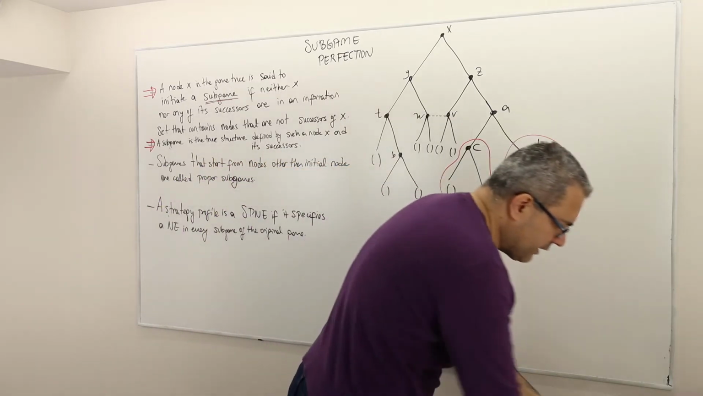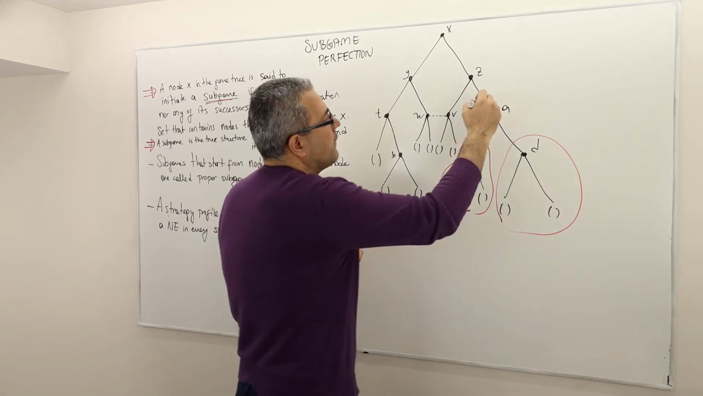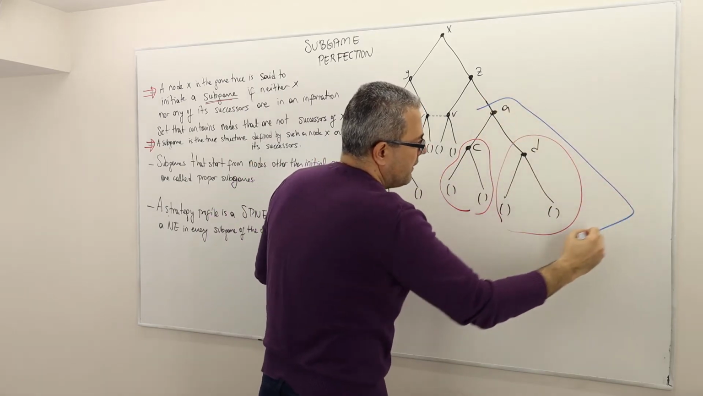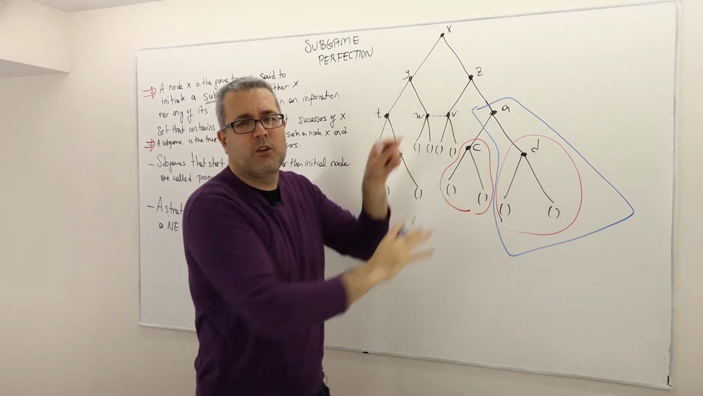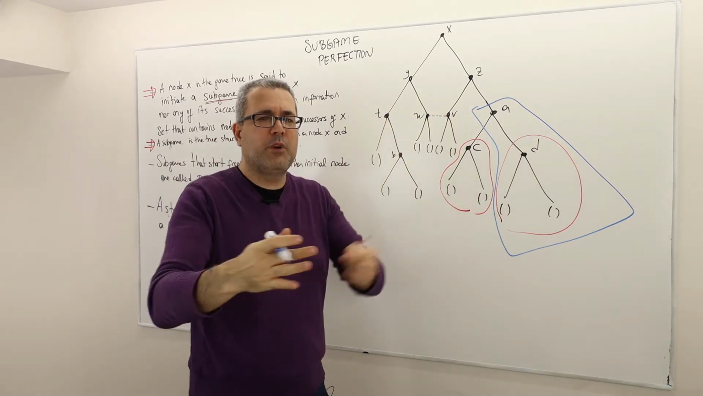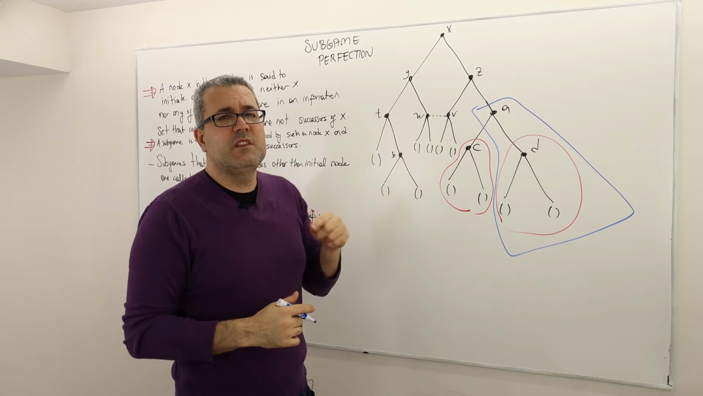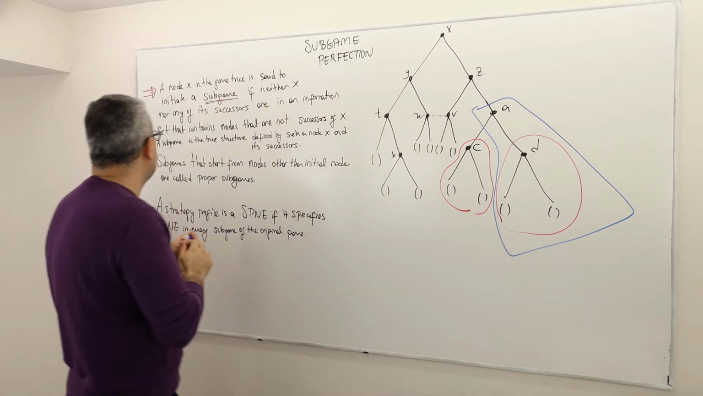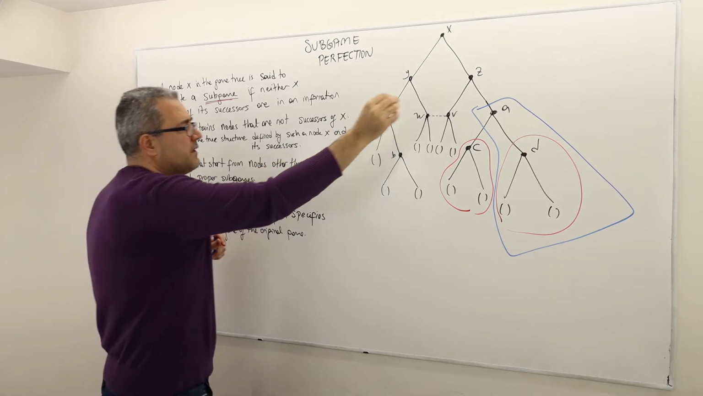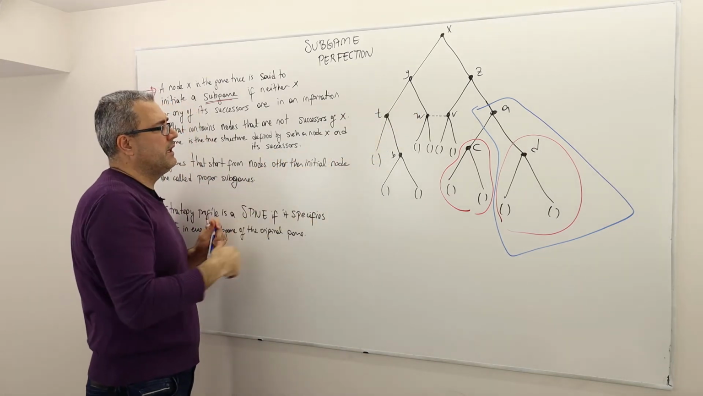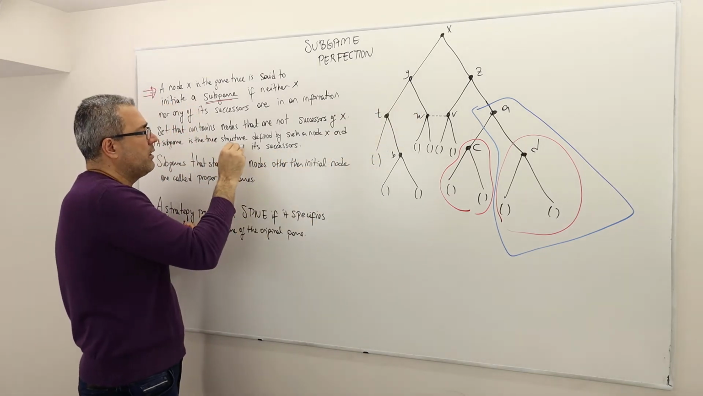I'm going to use a different color, blue. So one question: is this a subgame? This part of the game, where I'm basically cutting the branches. Well, this is not a subgame. Why? Because a subgame is a tree structure defined by a decision node and all its successors, all right? So all its successors.